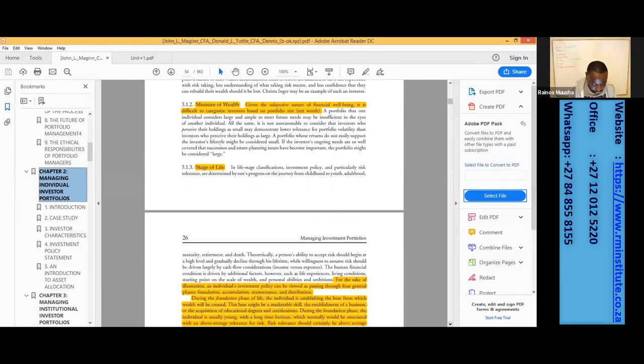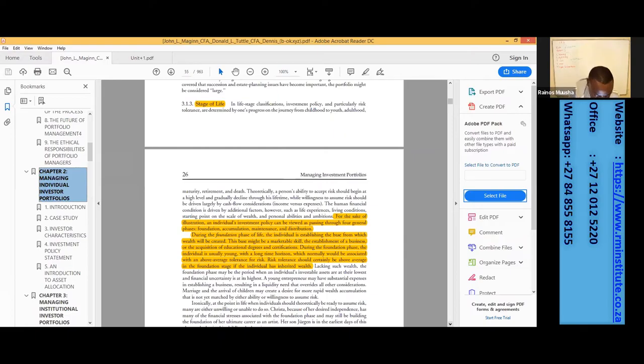Then another issue that can also be used when it comes to situational profiling is the stage of life, to say in which stage of life this particular individual is. Are they at the beginning of their life, or are they in the middle, or are they towards the end of their perceived life as well?